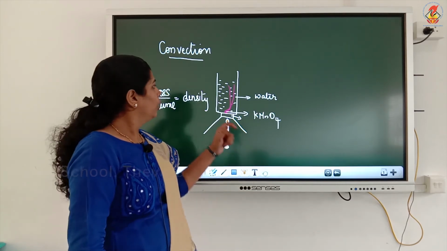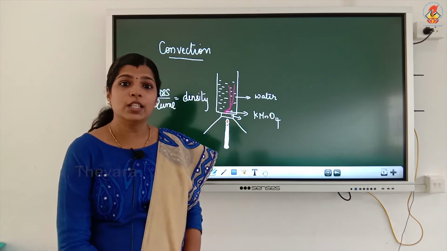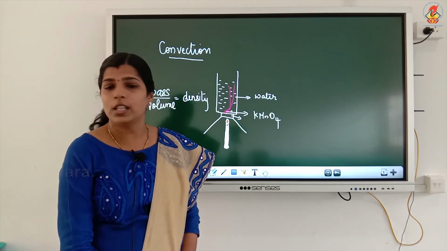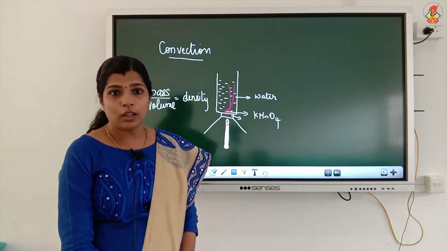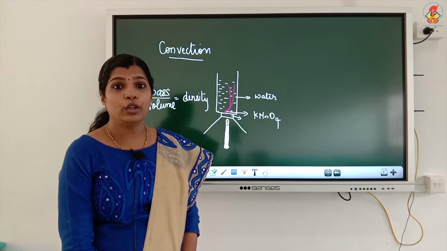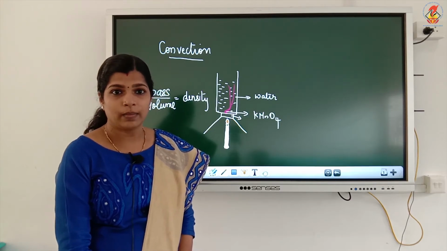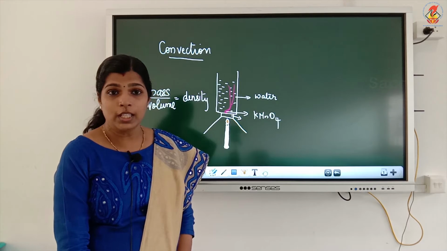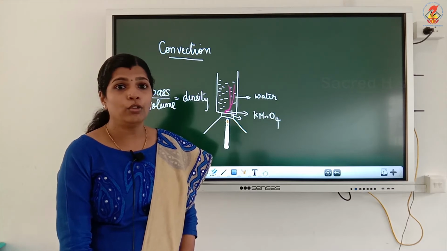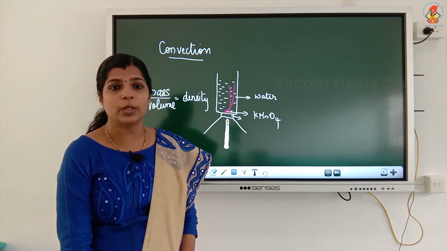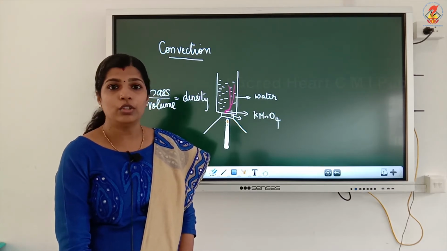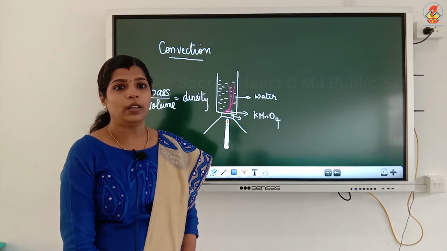Now, this process will not take place in solids. We can't transfer heat in solids by the method of convection. What will be the reason? In solids, we can't use this method to transfer heat from hotter end to colder end. What will be the reason?